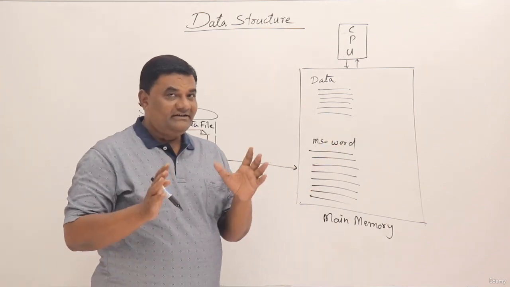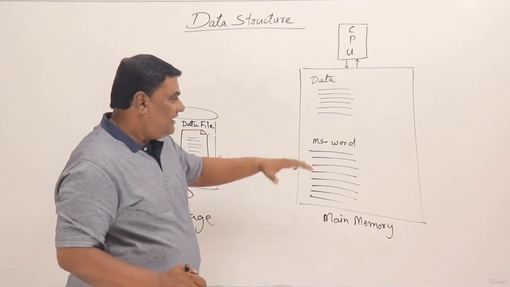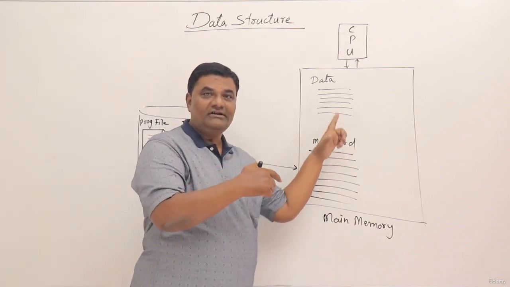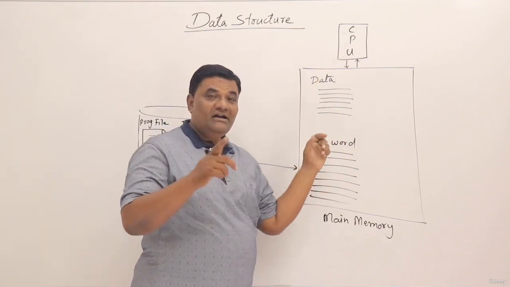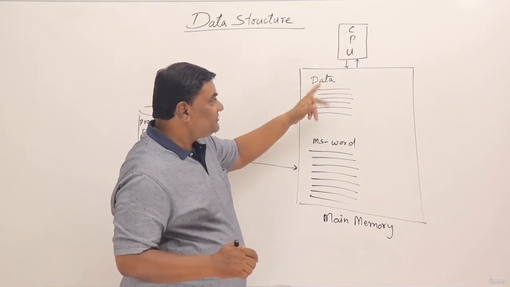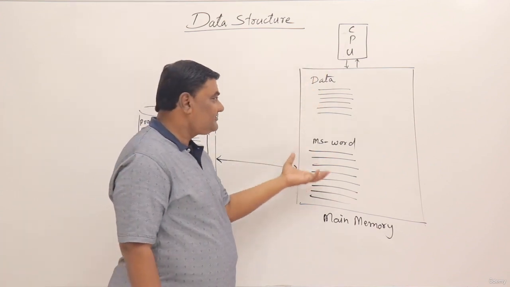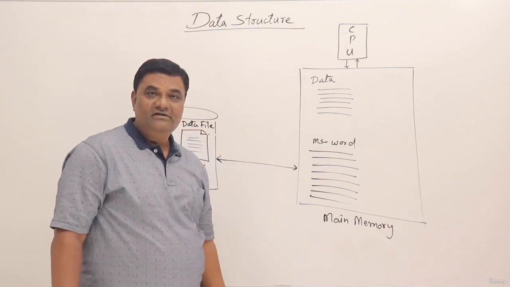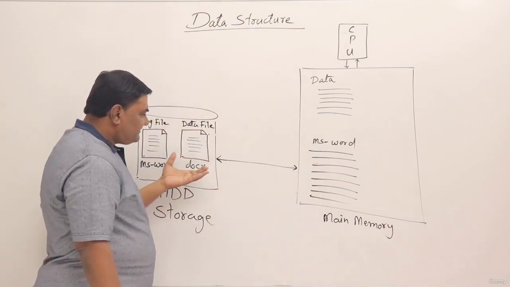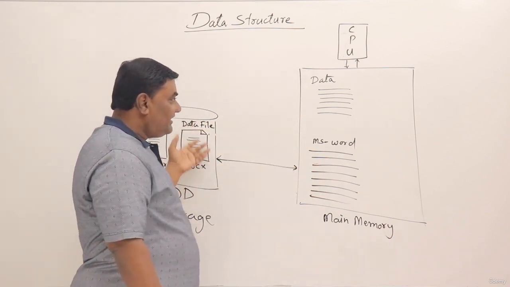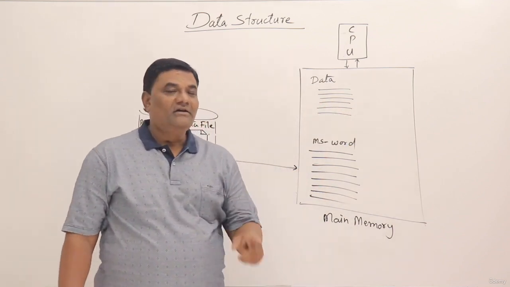Now from this I can say that a program has to be brought into the main memory for its execution, as well as data has to be brought into the main memory for processing, so that these instructions can perform operations on the data. A program cannot directly process the data keeping it on the storage. The data has to be brought into the main memory.